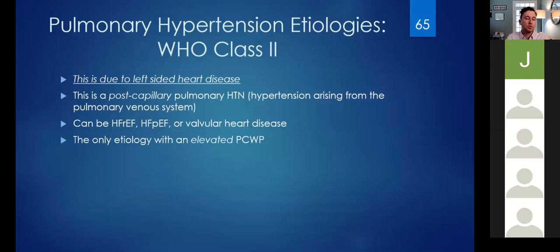And yeah, so this is the only etiology that should have an elevated wedge pressure, right? And that makes sense because our wedge pressure tells us what's going on pressure-wise in the left atrium. So you would think if you've got severe mitral stenosis and that left atrium is having to work against that valve, you should have elevated pressure, and so that's what you're measuring with the wedge pressure.